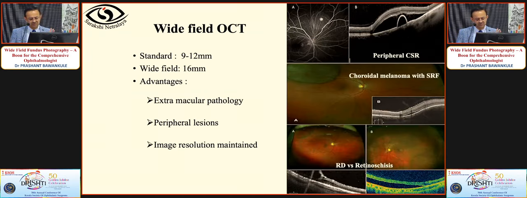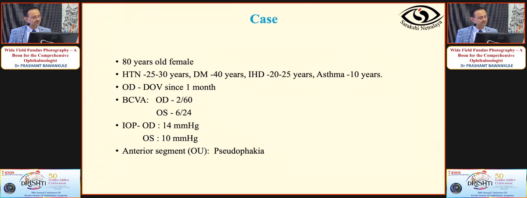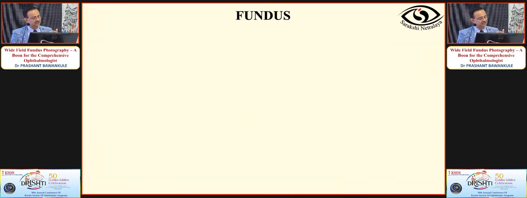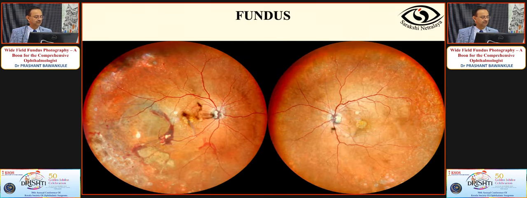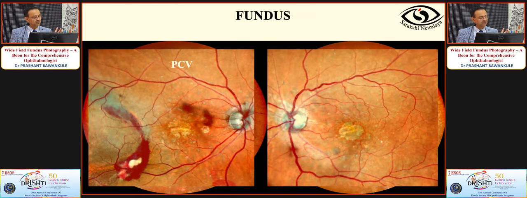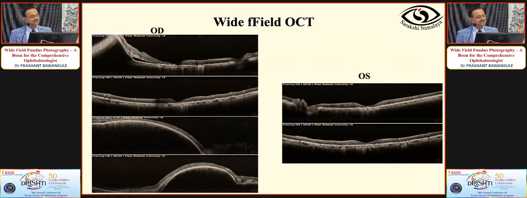These are some of the pictures. I will just come to my particular case. She's an 80 years old mother of a pathologist who complained of decreased vision, and this was the fundus photograph. As you can see in a wide field photograph, you have a lesion in the temporal periphery, which is a peripheral PCV. And this was the OCT, where you can see a lesion.